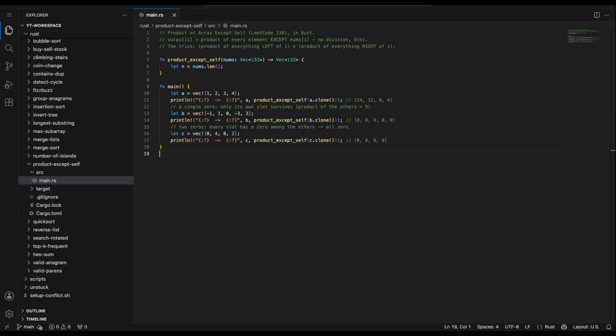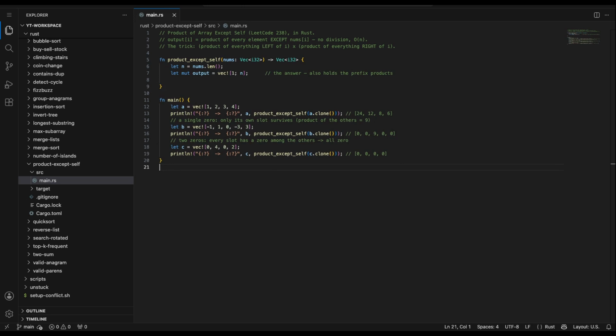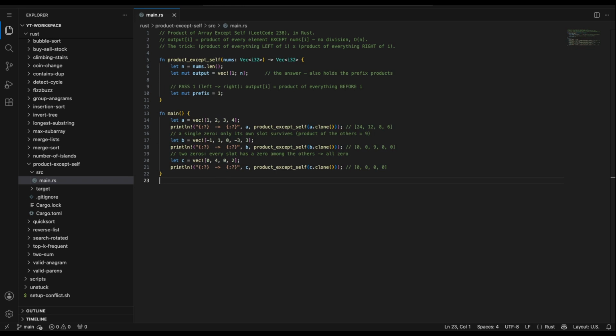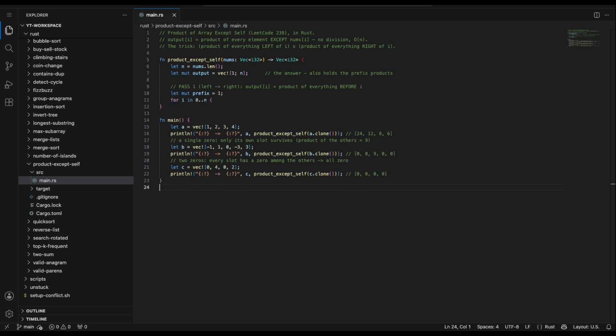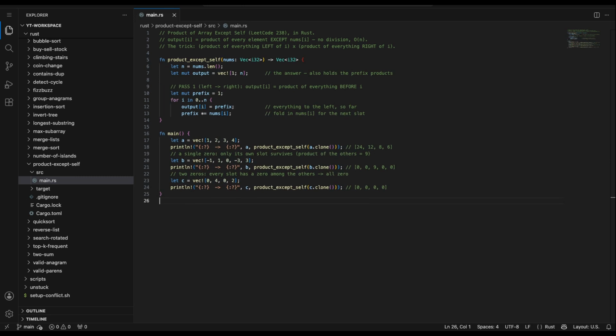Pass 1 goes left to right. We carry a running prefix, starting at 1. At each slot before we touch the current number, we store the prefix into output. So each slot ends up holding the product of everything before it. Then we fold the current number into the prefix for the next slot.